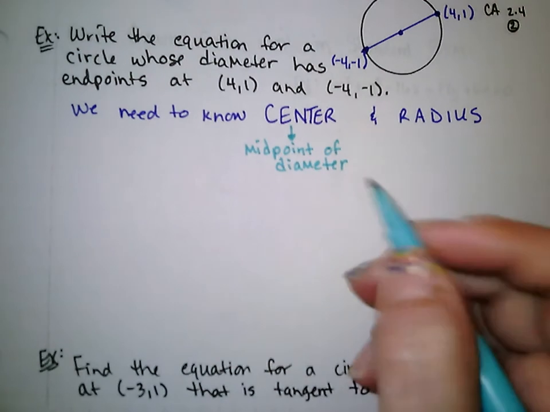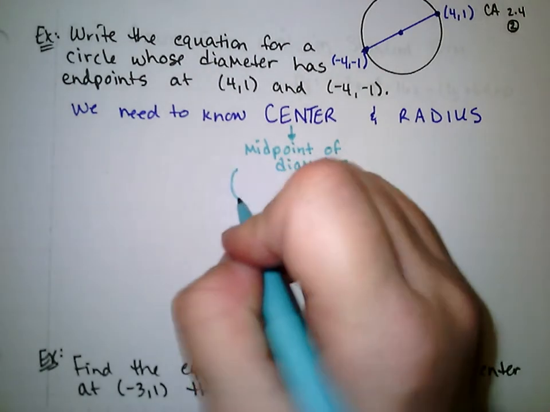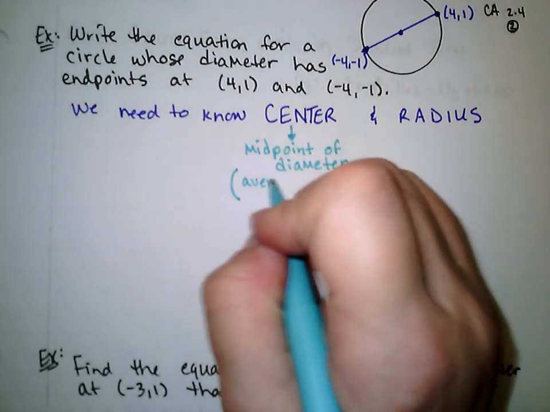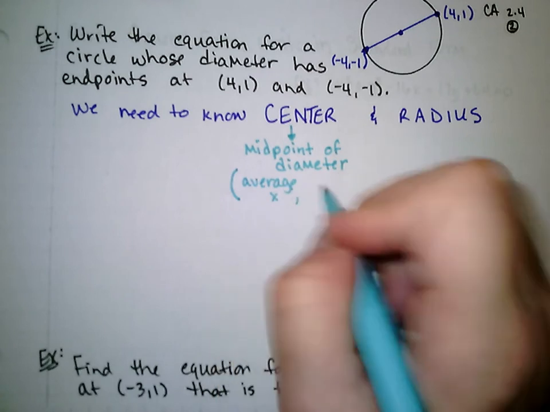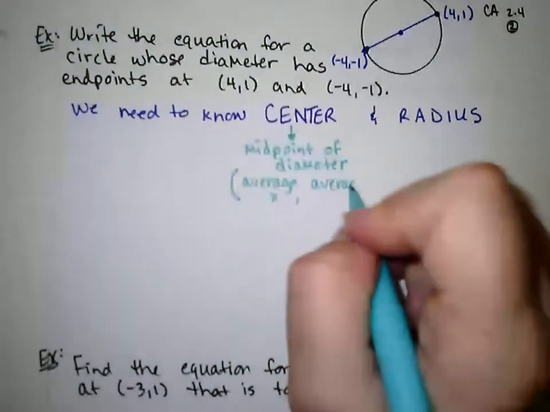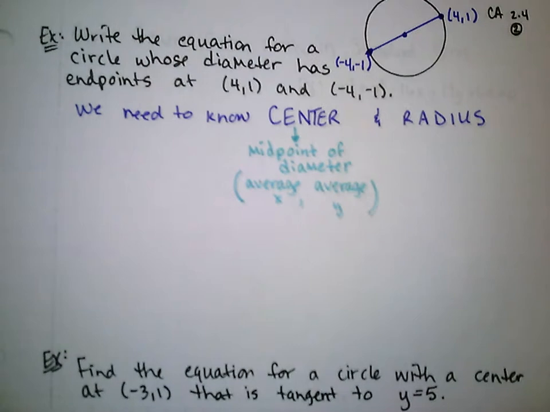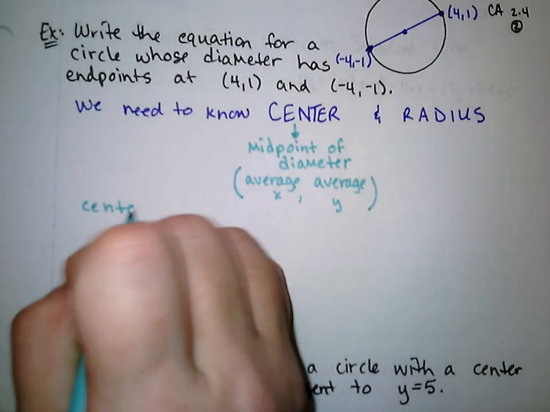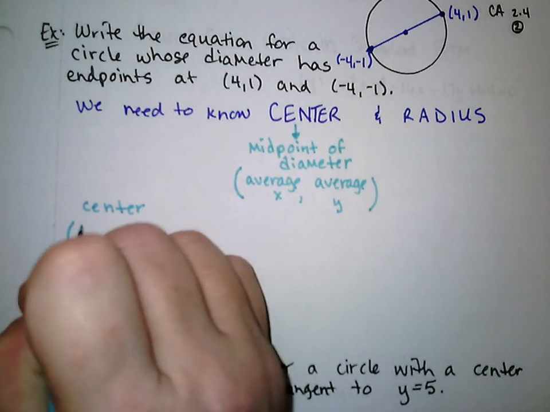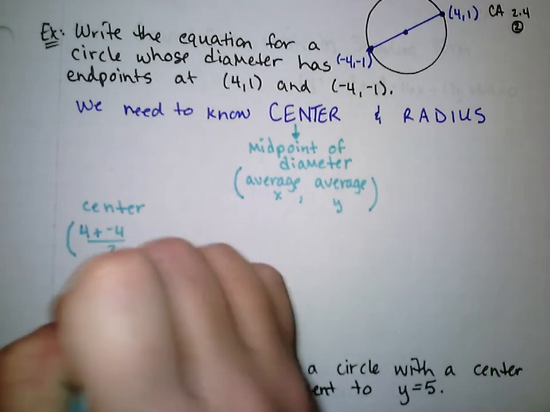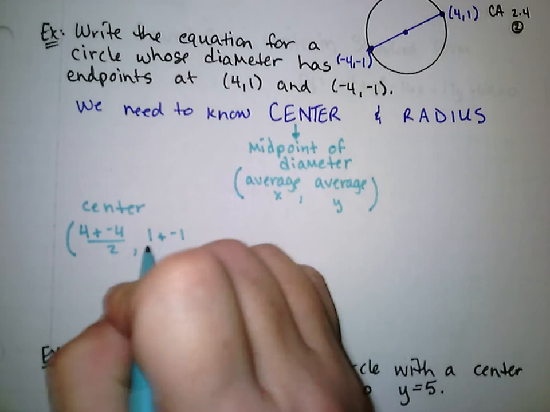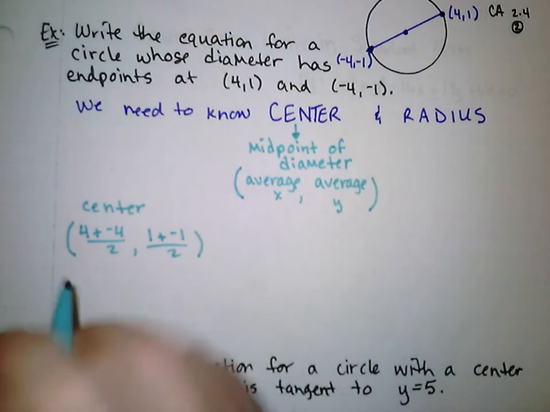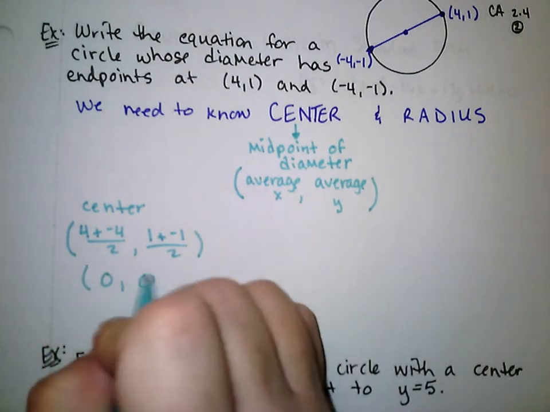And remember, for midpoint, we're going to find the average of the x values and the average of the y values. So midpoint or center, we'll take 4 plus negative 4 divided by 2, 1 plus negative 1 divided by 2, which is going to be 0, 0.